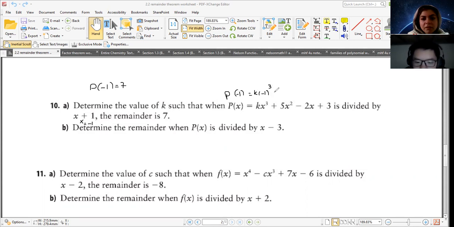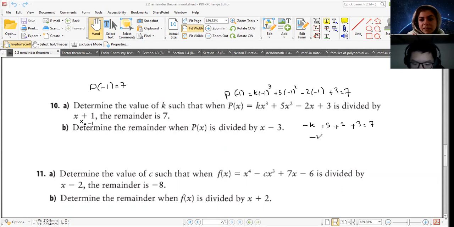k(-1)^3 + 5(-1)^2 - 2(-1) + 3. So this whole thing, which is P(-1), should be equal to 7. I need to simplify that. See, (-1)^3 is negative, so it's going to be -k. This is going to be 5. This is going to be 2. Here is 3, equal to 7.